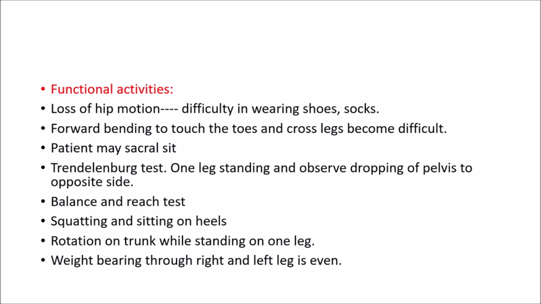In the balance and reach test, the patient will stand in a unilateral stance on the involved extremity and reach in different directions with the uninvolved extremity. Next is a unilateral stance on the involved extremity. Next, we perform squatting and sitting on the heels. Next is rotation of the trunk while standing on one leg, which will differentiate lumbar and hip pain. Next is whether weight bearing on the right and left leg is even.